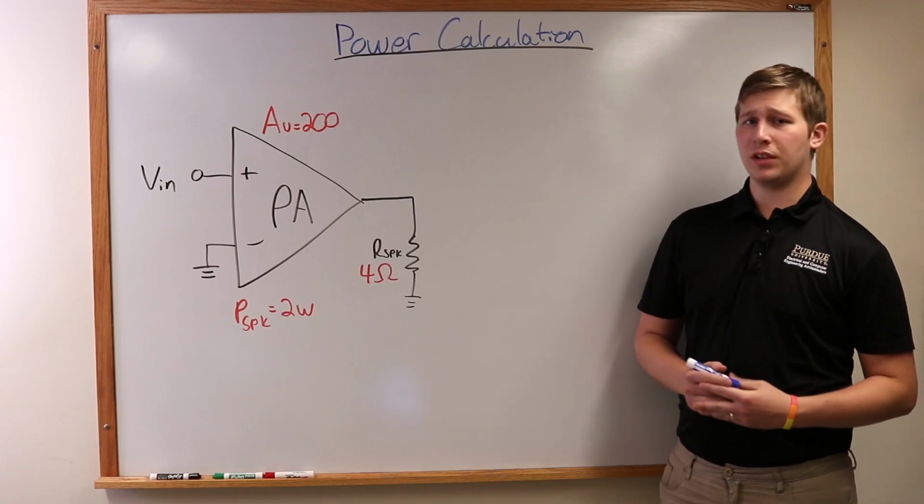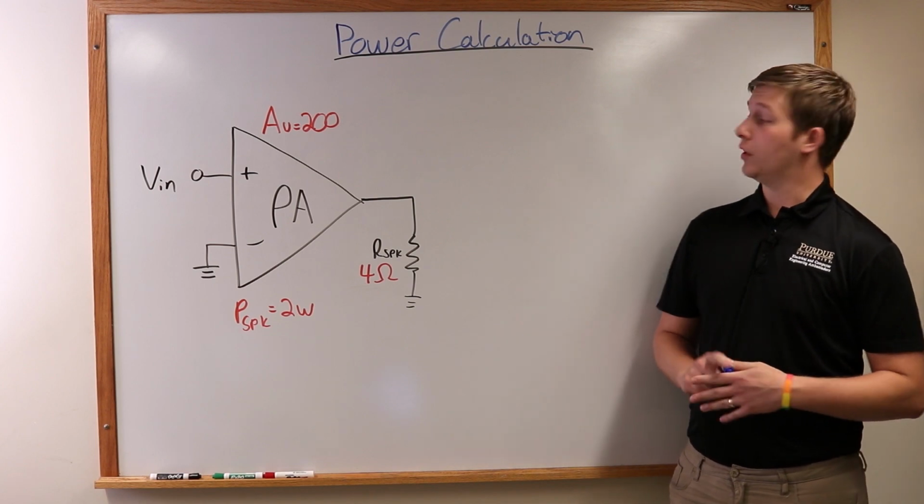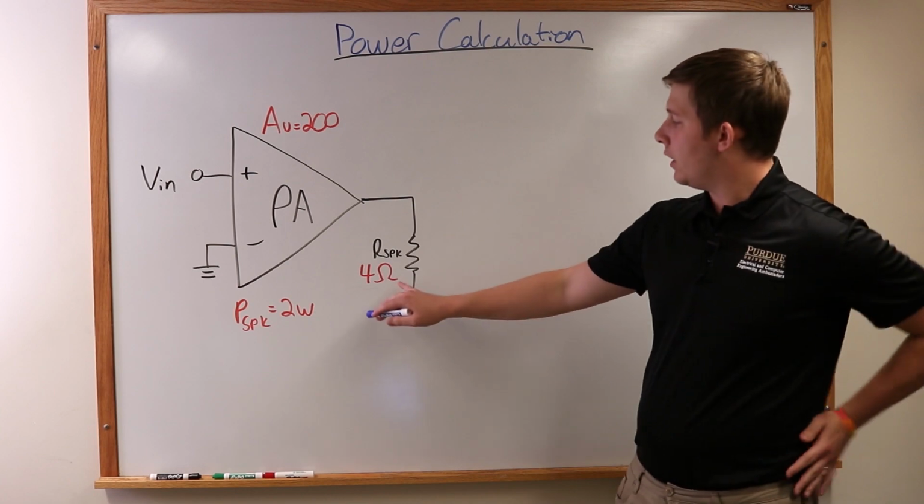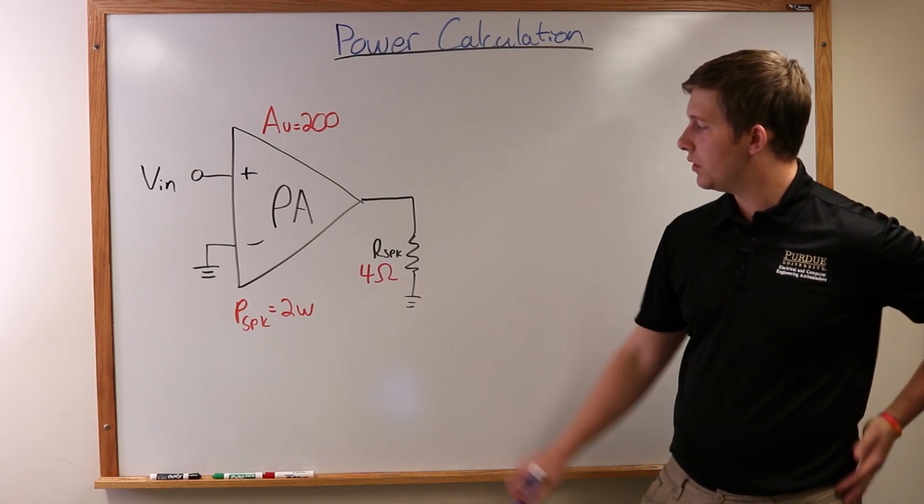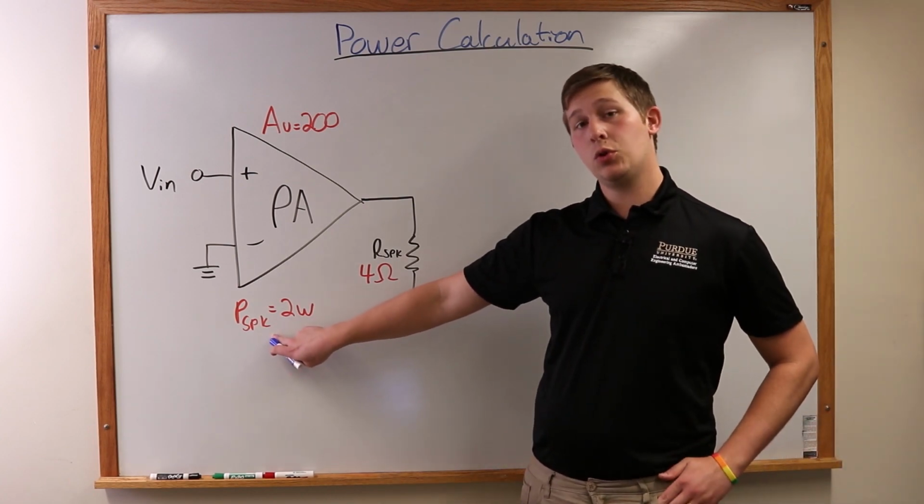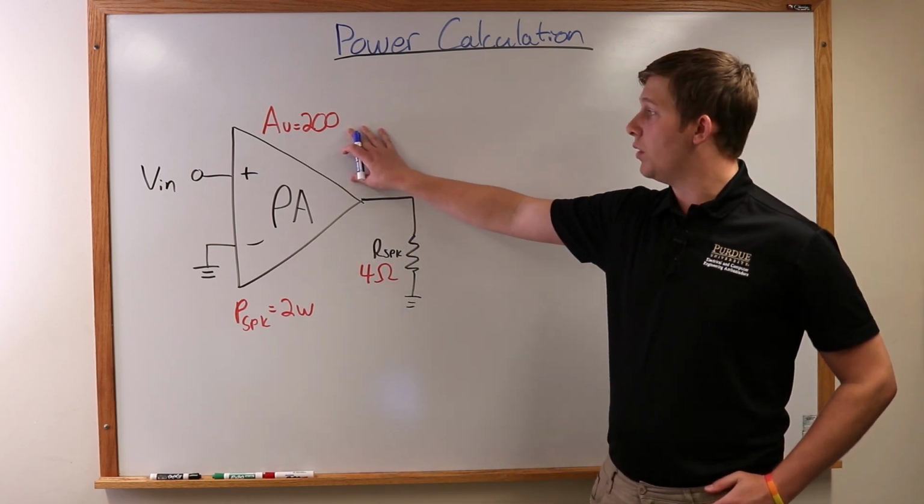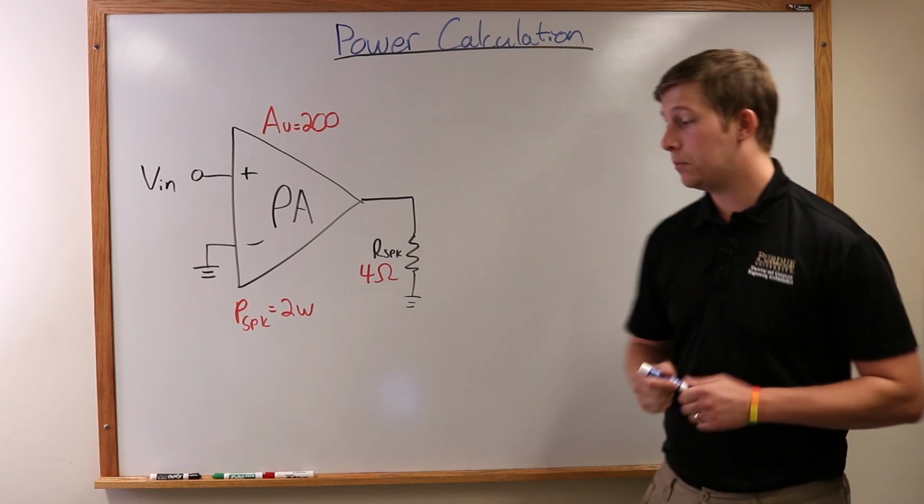I will now work through an example of calculating power in a circuit with a power amplifier. In this example, we'll consider a speaker with a 4 ohm resistance. We'll consider trying to deliver 2 watts to that speaker. And we'll be using a power amplifier with a voltage gain of 200.